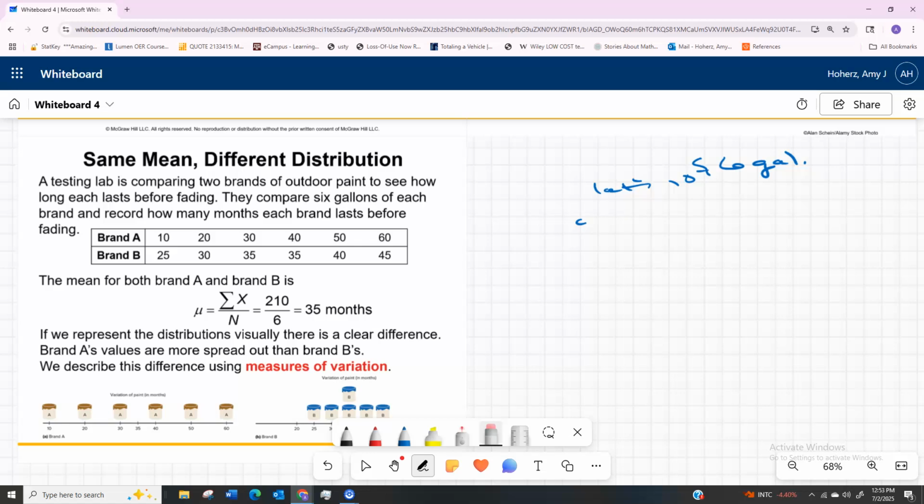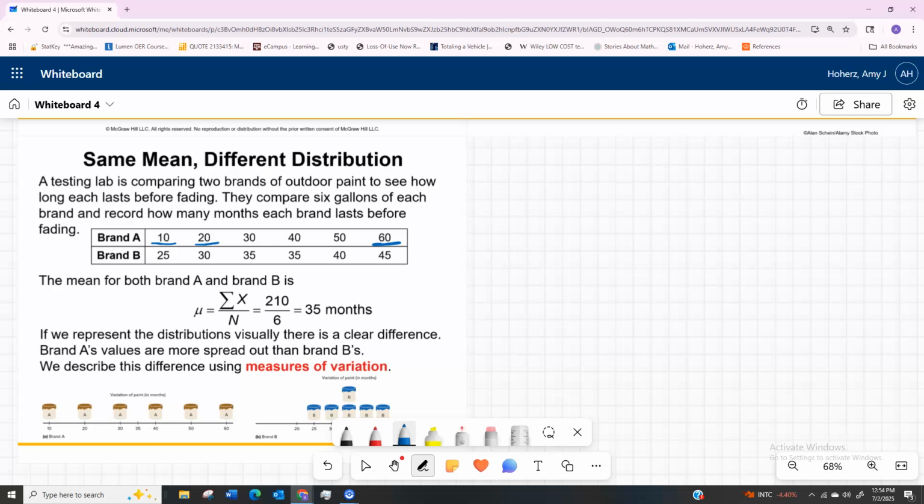We can tell that these two brands definitely are not identical in their information. Brand A has 1 can, and what we're measuring here is how many months it lasts before it fades. So this first can here where it says 10, that means that first gallon of paint, when they tested it, lasted 10 months before it faded. And then the second one lasted 20 months before it faded, and so on. Now you can see here that every value is different. We can also see that we have as low as 10 and as high as 60. And so that's brand A.